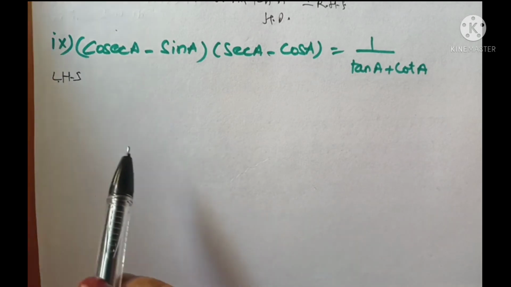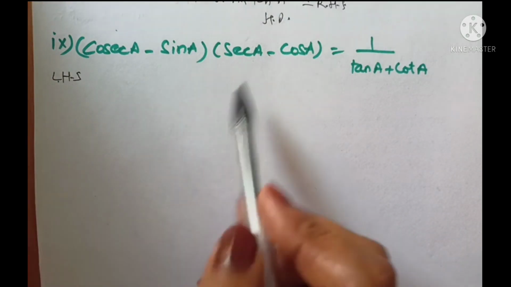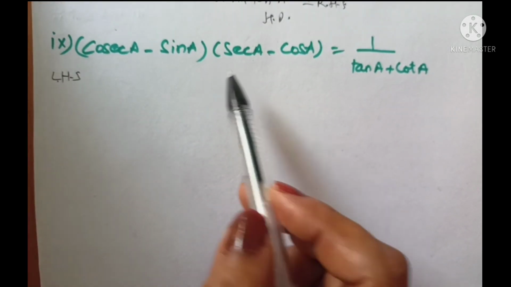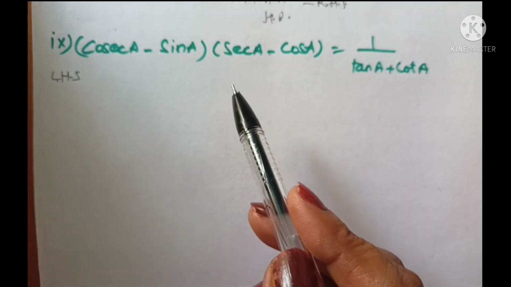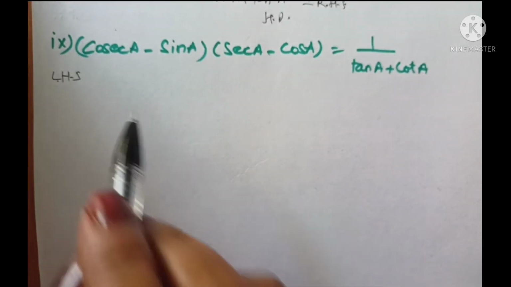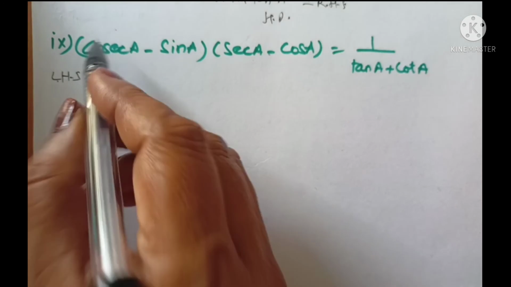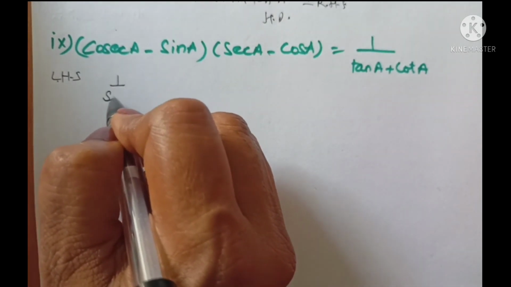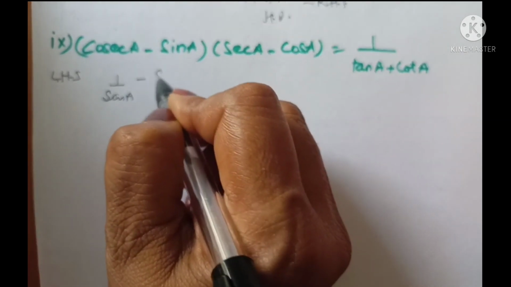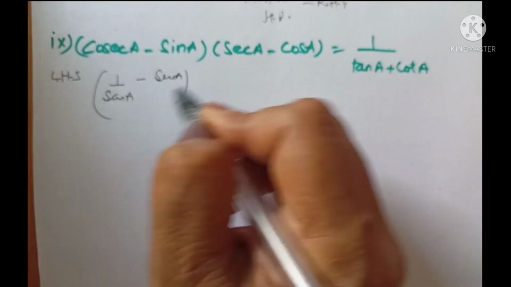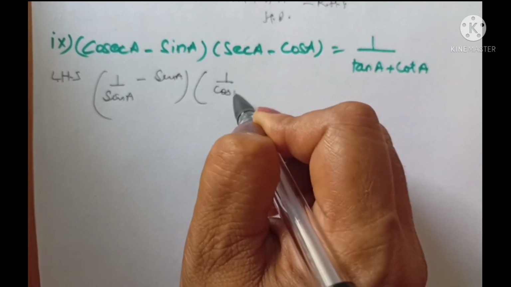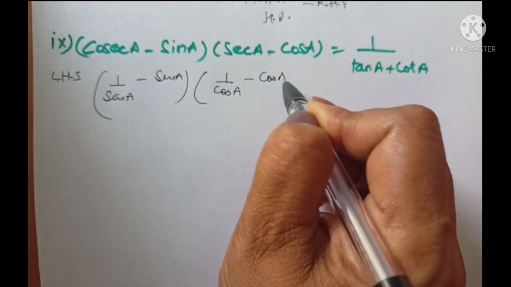Now come to the ninth part. In LHS, since there is a mixture of cosecant, sine, secant, cos, if you remember in the initial parts I told you to convert all of them to sine, cos. So cosec A will be written as 1 over sine A. Sine A I write as it is. Secant A to be written as 1 by cos A. Cos A as it is.